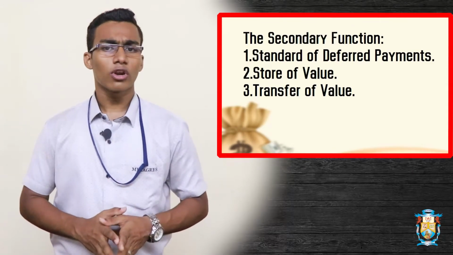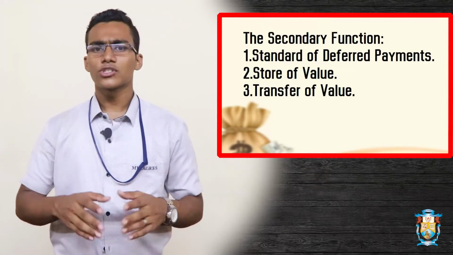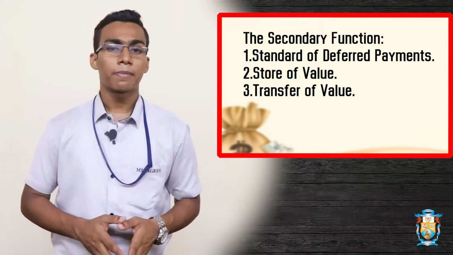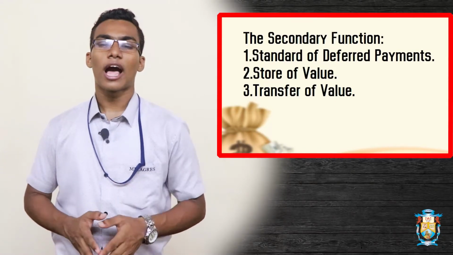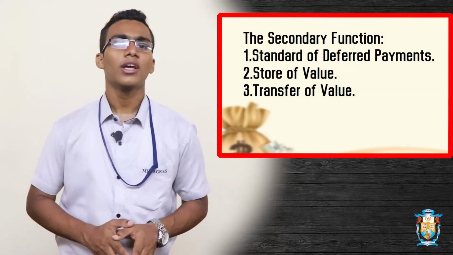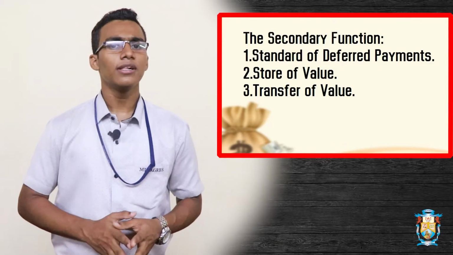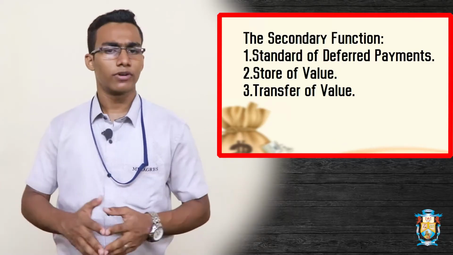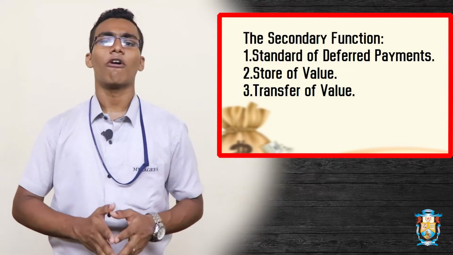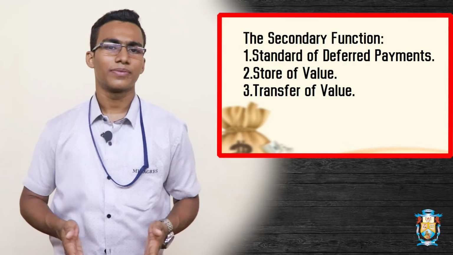To tell you about the store of value, while the barter system was in use, it was not possible to store, but money has helped to store and to use it in the future. The transfer of value. It is very easy to transfer money, say for example from Mangalore to any part of the world, using the modern system of banking like bank draft, NEFTs and so on.